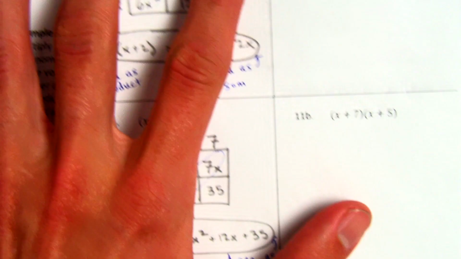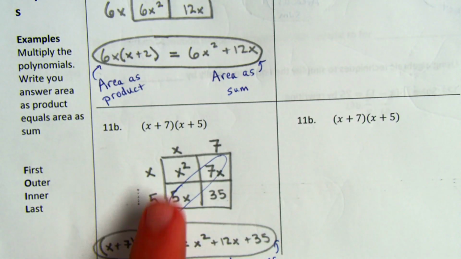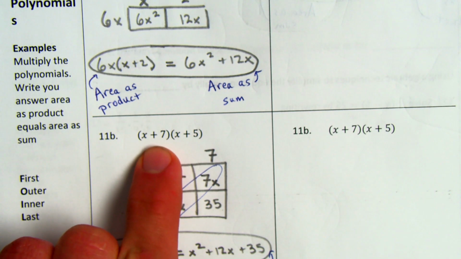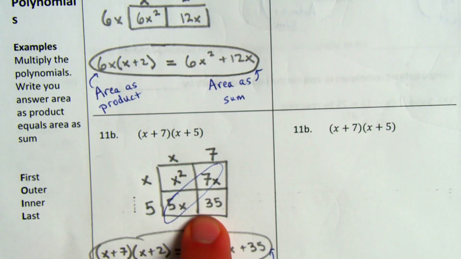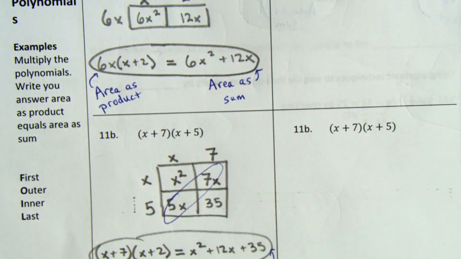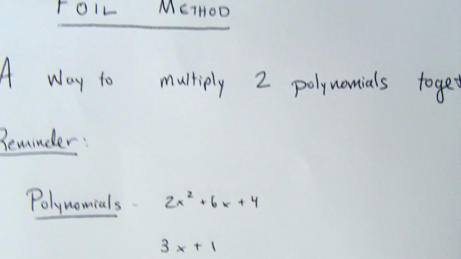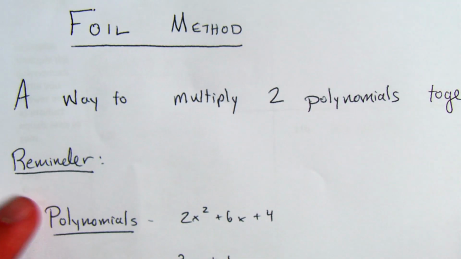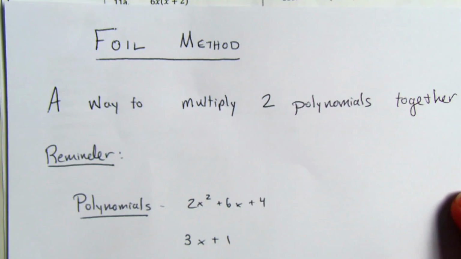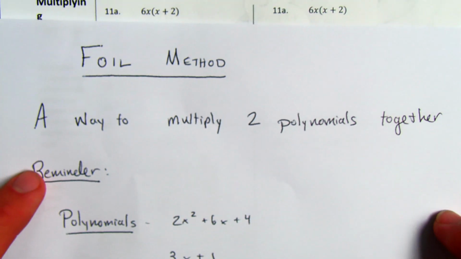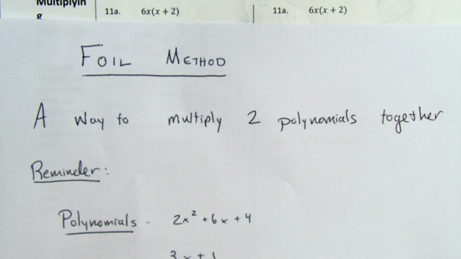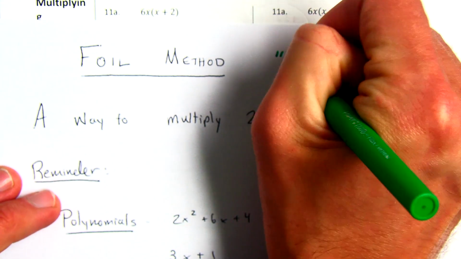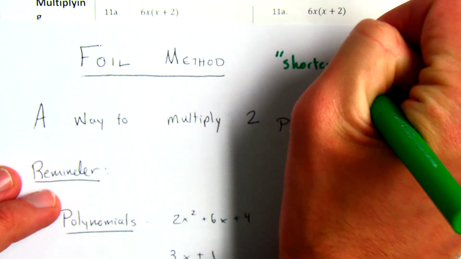Yesterday, we looked at how do we multiply polynomials like x plus 7 times x plus 5. One way to do it is by drawing a box, the area model. But there's a shortcut. So that's what you're working on today. The FOIL method is a way to multiply two polynomials together. The FOIL method, this is the name of the shortcut method.